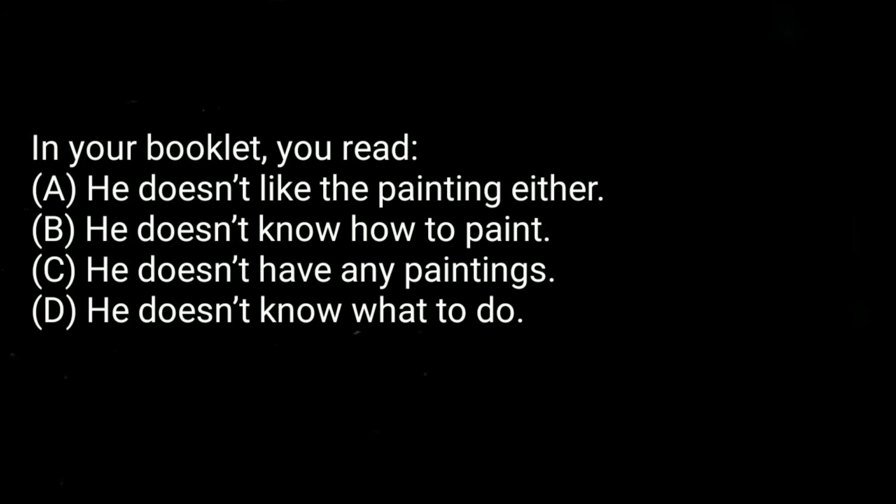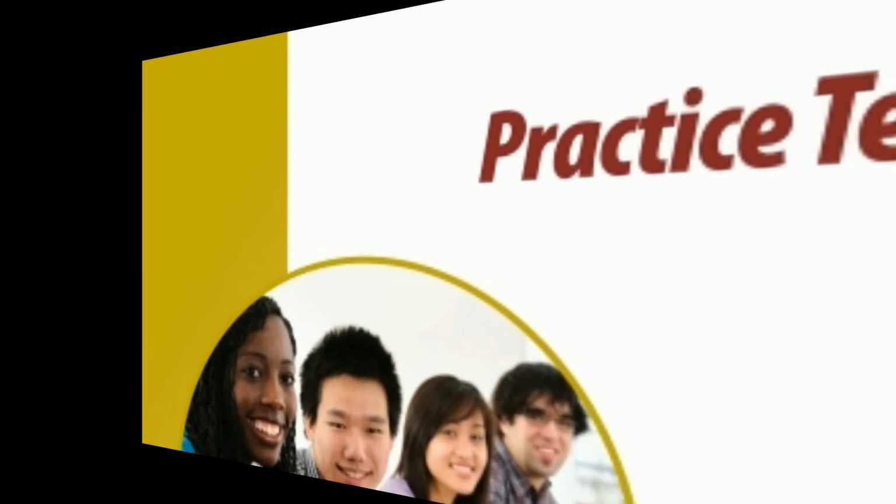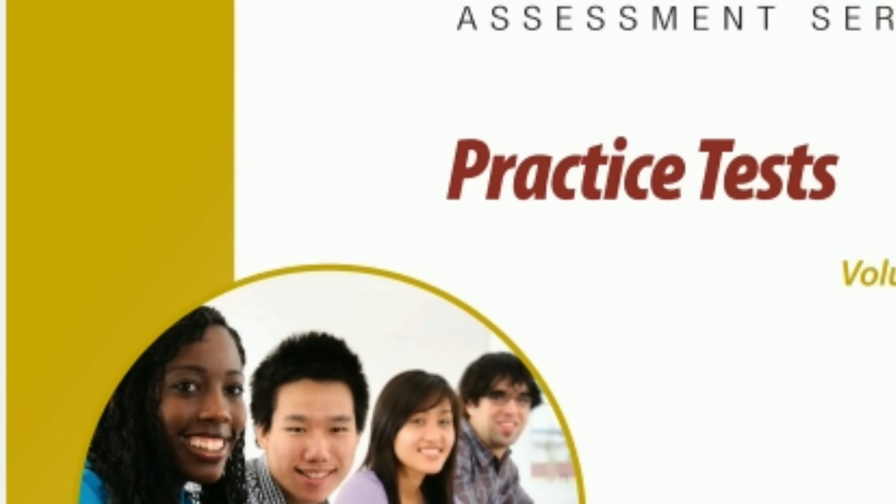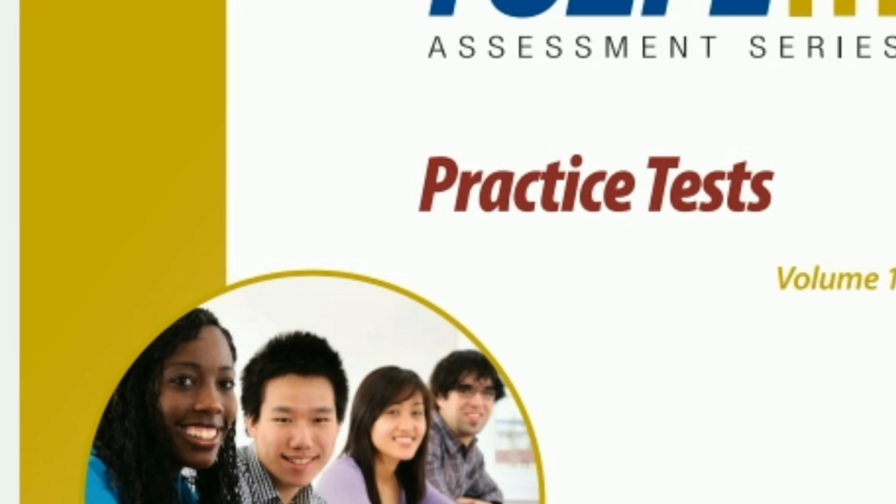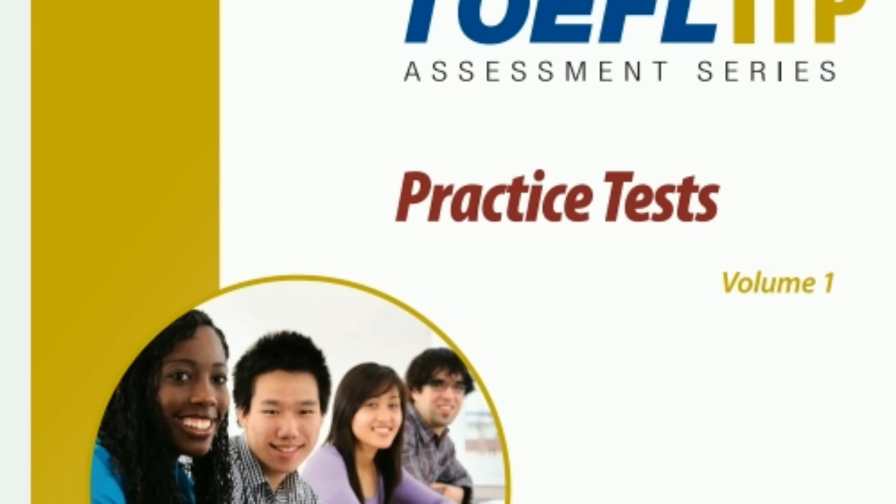You learn from the conversation that neither the man nor the woman likes the painting. The best answer to the question, "What does the man mean?" is A. He doesn't like the painting either. Therefore, the correct choice is A. Go on to the next page. Now we will begin Part A with the first conversation.